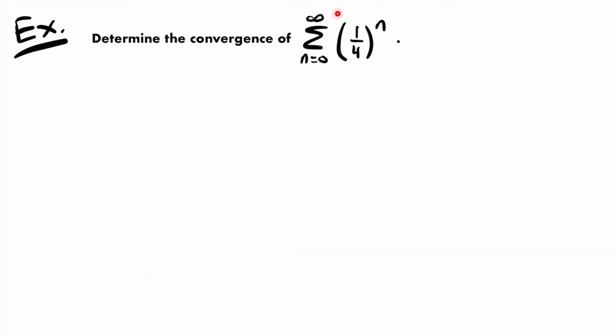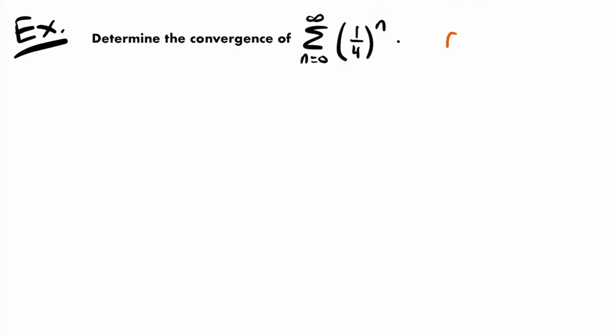All right, so here's our next example. We want to determine the convergence of this series. We have the sum from n equals 0 to infinity of 1/4 to the power of n. All right, so right away, we can see that we have a geometric series because we have a series in the form of some constant multiple, in this case 1, times a value to the power of n. And so when you see a series in this form, you know it's a geometric series, and you can determine if it converges based on the common ratio, which is the value that is raised to the power of n.